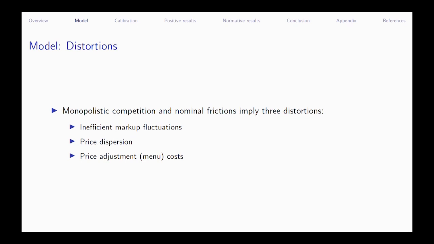So we're studying welfare, so it's important to point out what distortions there are in the model. Under monopolistic competition and nominal frictions, there are three distortions: inefficient markup fluctuations related to output gap volatility, price dispersion, and price adjustment or menu costs.